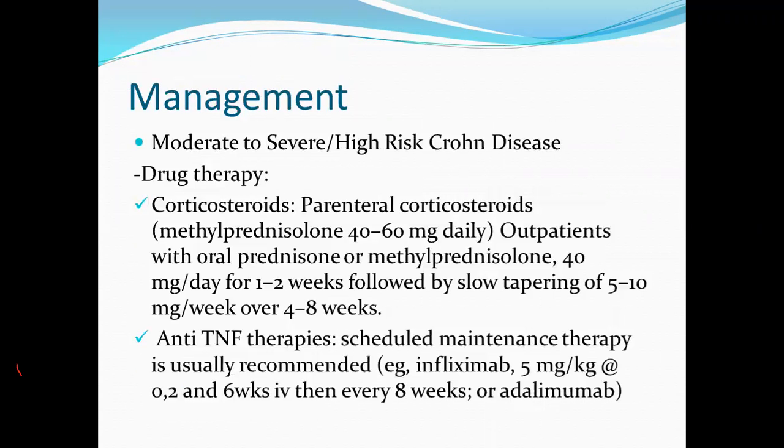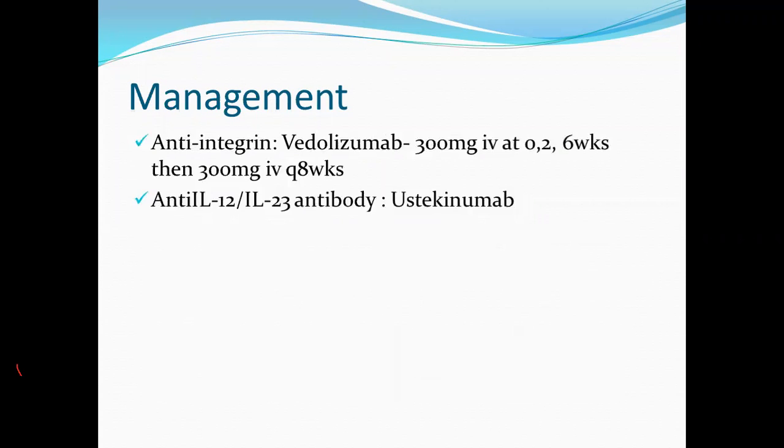For moderate to severe or high-risk Crohn's disease, we employ the use of parenteral corticosteroids, methylprednisolone 40 to 60 milligrams daily, and in outpatients oral prednisone or methylprednisolone 40 milligrams per day for 1 to 2 weeks, followed by a slow tapering of 5 to 10 milligrams per week over 4 to 8 weeks. Anti-TNF therapies can also be used. So we do a scheduled maintenance therapy if recommended with any of the types. Also, we can employ the anti-integrins as well as anti-interleukin 12 or anti-interleukin 23 antibodies.